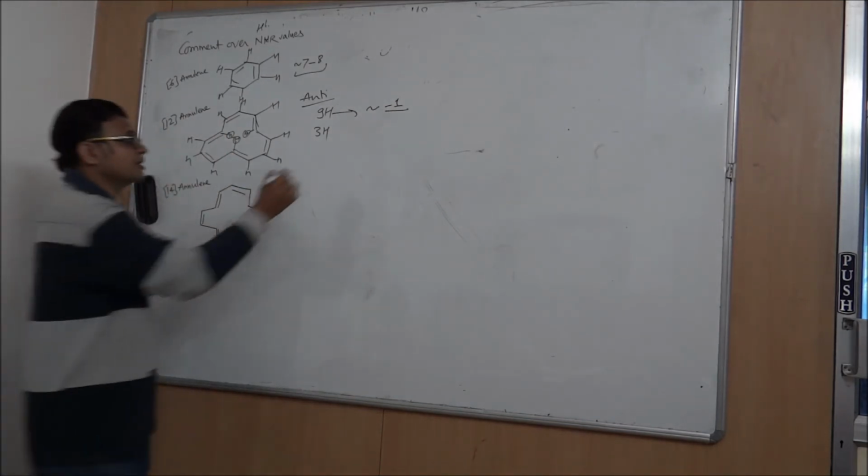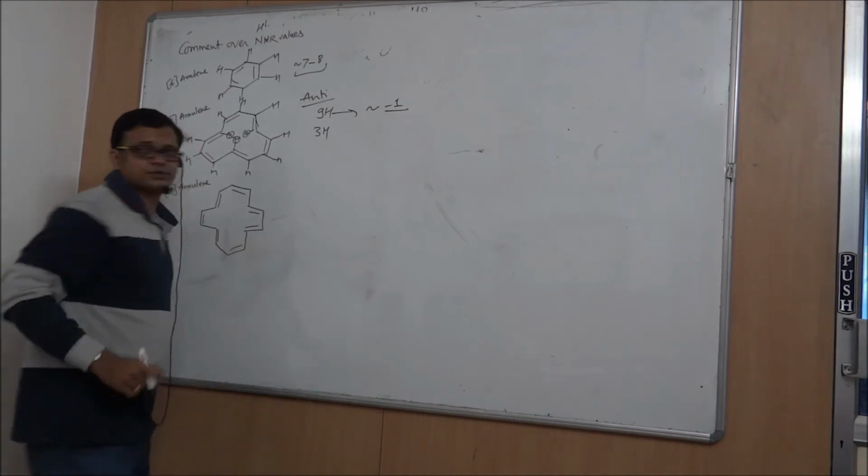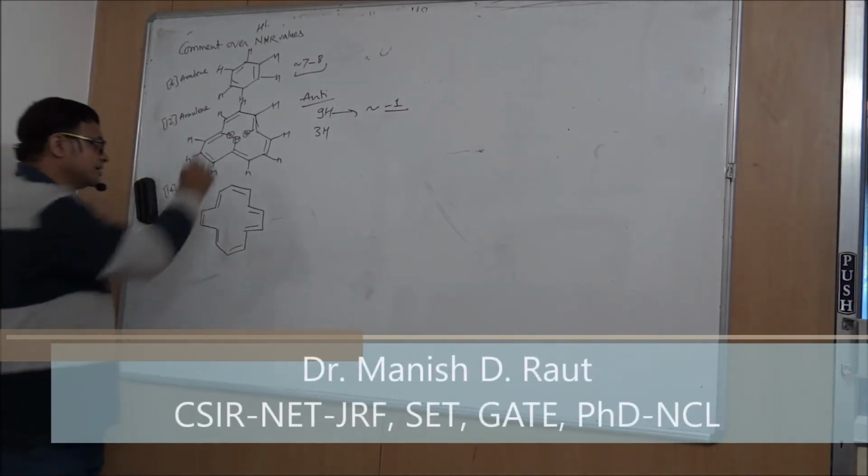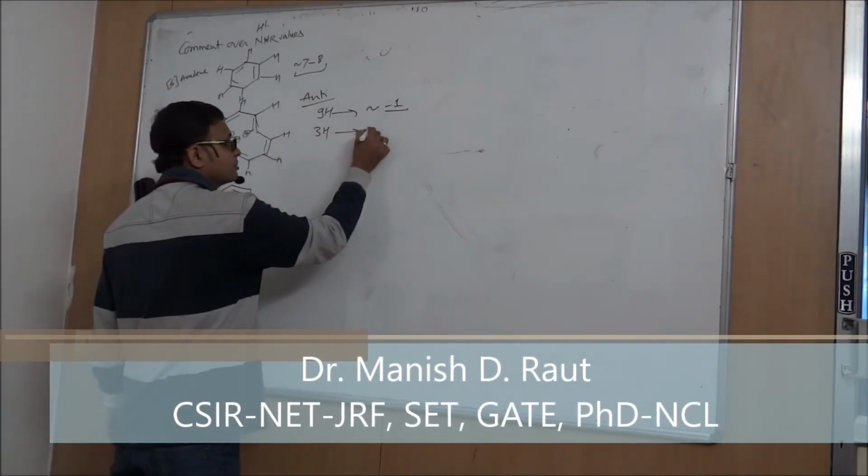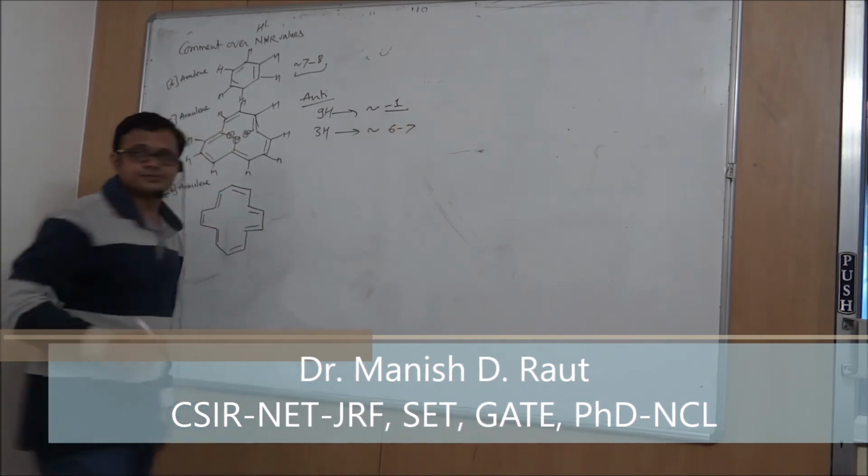Okay, let's say 0 to -1. So take it -1, approximately -1. And inner hydrogens will come approximately 6 to 7.